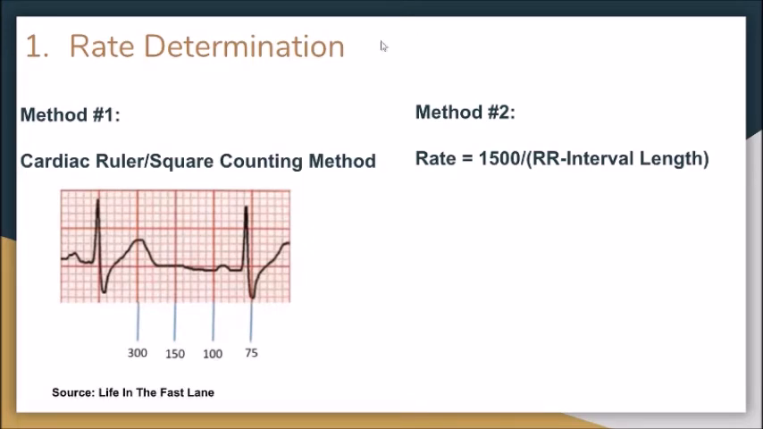So now what we do in the method is we start with our R wave here, and then we ask, where's the next R wave? The next R wave falls here, of course. And it's between the 75 line and the 100 line. What that means is the heart rate is between 75 and 100.